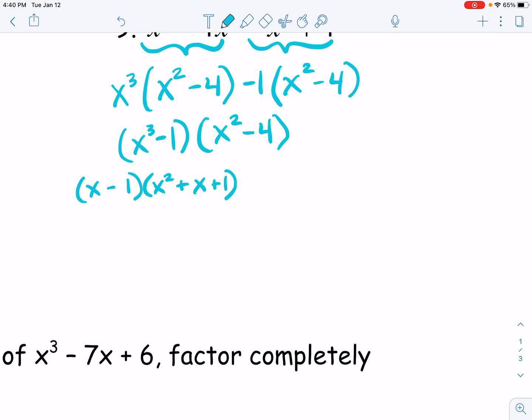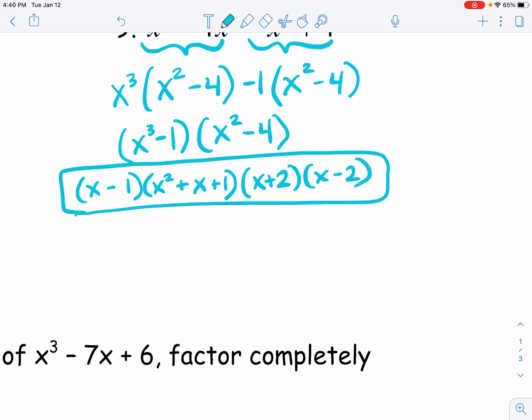Now I'm done factoring this first factor here. Now I need to worry about this factor. Well, that's the difference of squares, which will factor into x plus 2 and x minus 2. And so now I am done factoring.